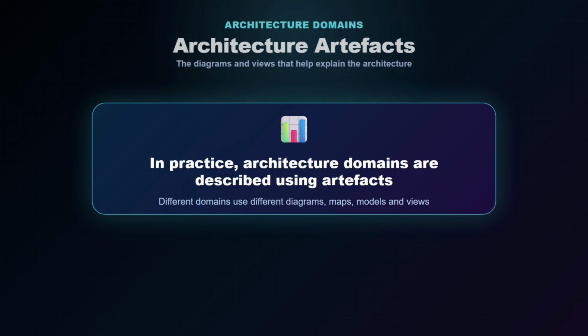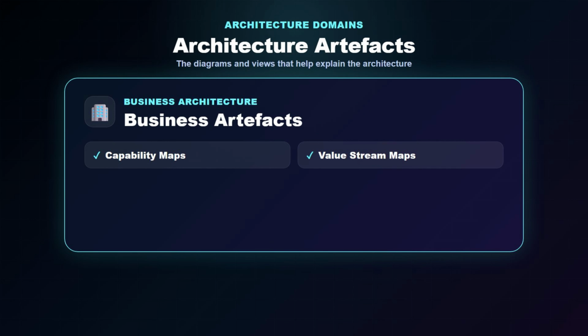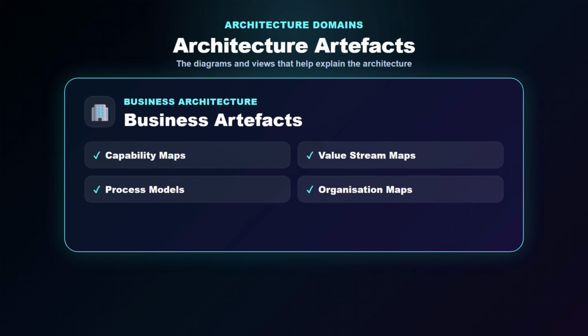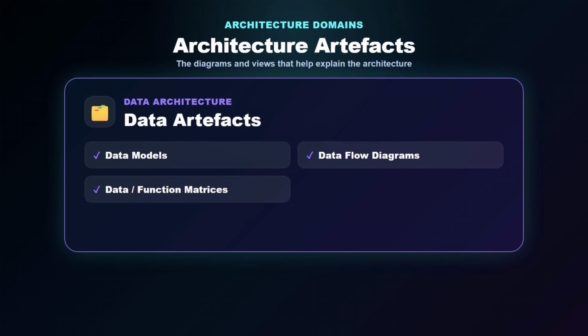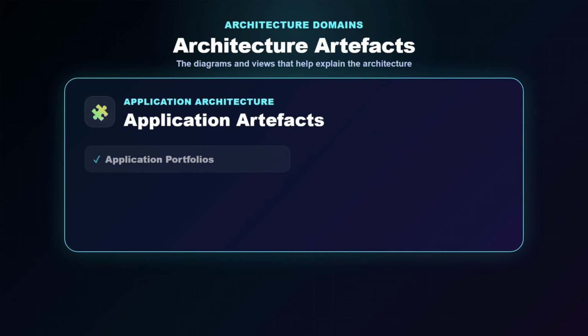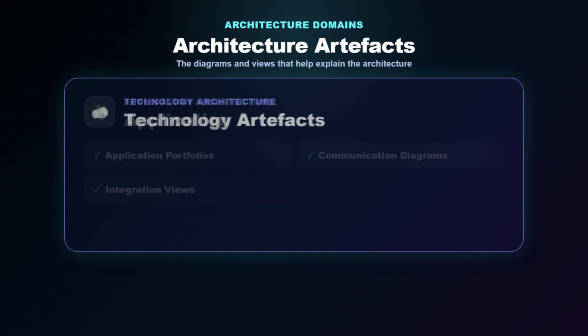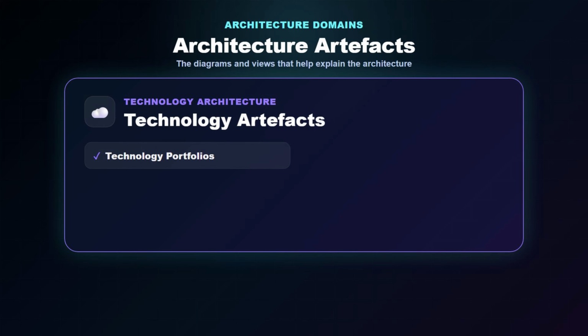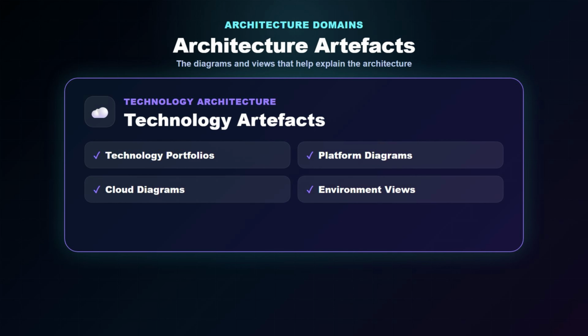And that brings us to our next point, architecture artifacts. A business architect might use capability maps, value stream maps, process models, or organization maps. A data architect might use data models, data flow diagrams, or matrices that show how data relates to the business function and applications. An application architect might use an application portfolio, communication diagrams, or integration views. A technology architect might use technology portfolios, platform diagrams, cloud diagrams, or environment views.